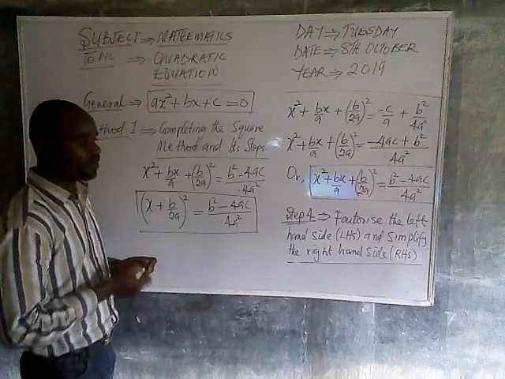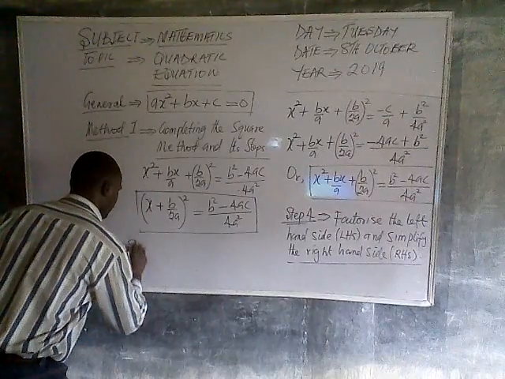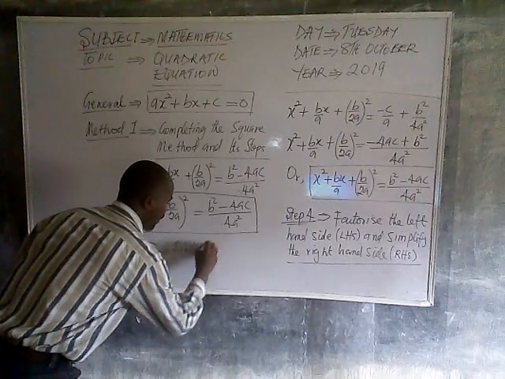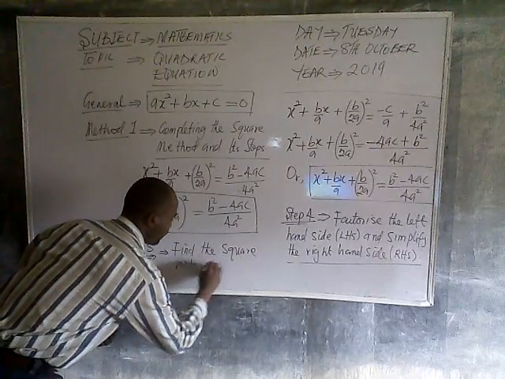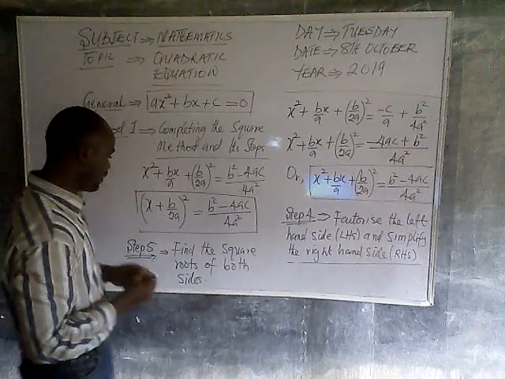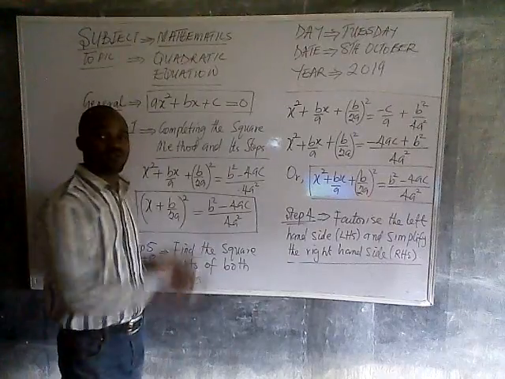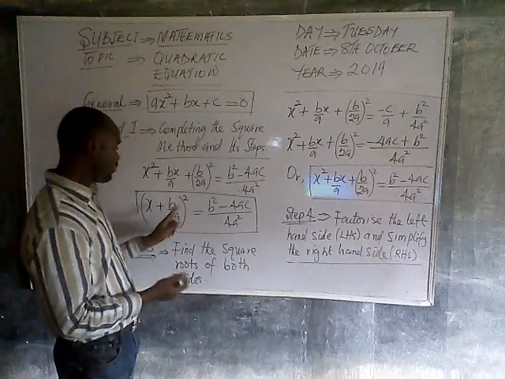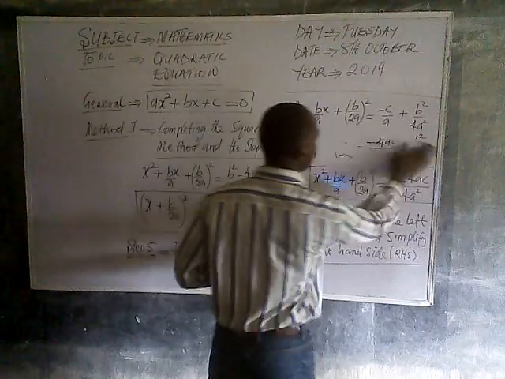So quickly we move on to step 5. Step 5 says: find the square roots of both sides. That's the instruction on step 5. So let's carry it out immediately without wasting time. Both sides, left hand side and right hand side. We should find the square root of the left hand side and then the right hand side terms. The essence is for the square to be removed. So we'll move on quickly to step 5.